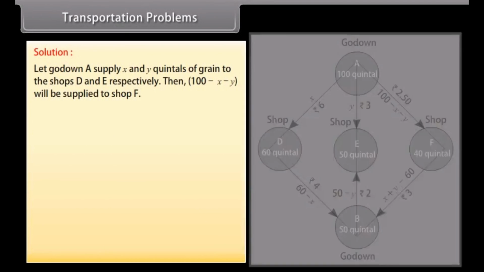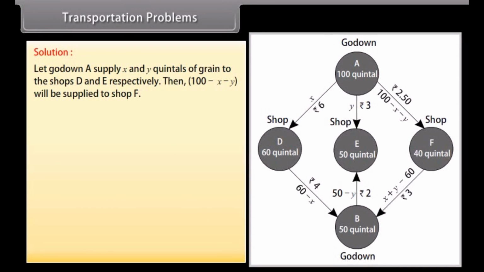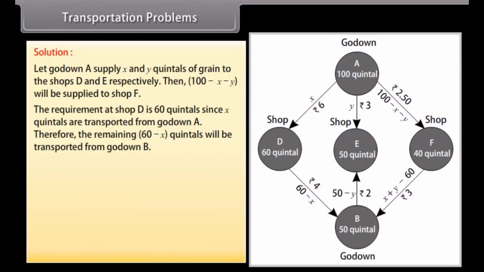Solution. Let godown A supply x and y quintals of grain to the shops D and E respectively. Then 100 minus x minus y will be supplied to shop F. The requirement at shop D is 60 quintals. Since x quintals are transported from godown A, the remaining 60 minus x quintals will be transported from godown B.